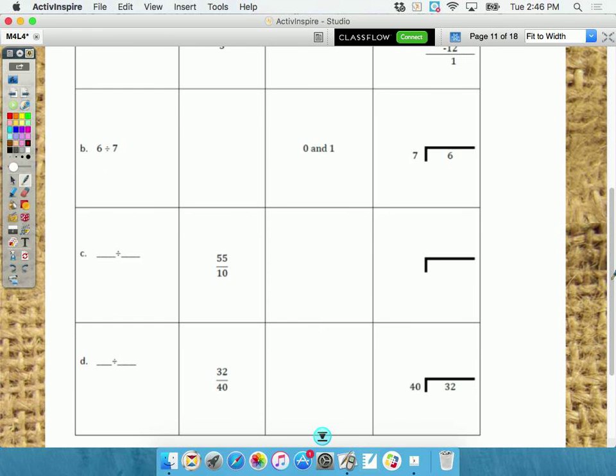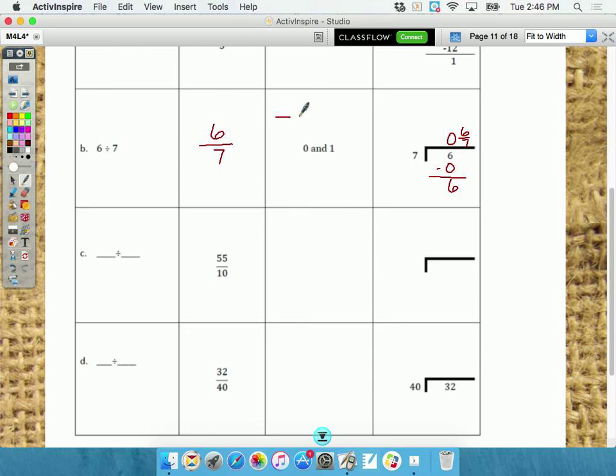6 divided by 7, what's the answer? As a fraction. 6/7. They already told us where it is on the number line. We'll talk about that in a minute. How many times does 7 go into 6? 0 times. So 6/7 is the answer.